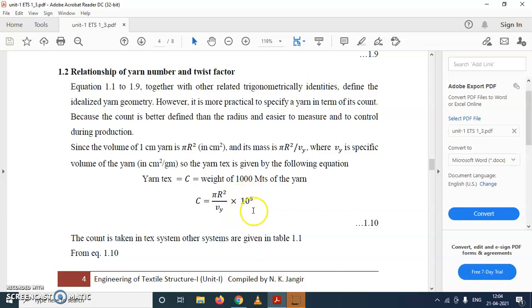Now h is 10 to the power 5 centimeters, since 1000 meters can be written as 10 to the power 5 centimeters. So we can write pi r square h, where r is the radius of the yarn. This is the volume of the yarn. Now volume into density. Density is the inverse of specific volume. We have already understood the meaning of Vy in the last class. Vy is the specific volume of the yarn, which is the inverse of density. So we can write this relationship. Here we are relating yarn tex, yarn radius and yarn specific volume.